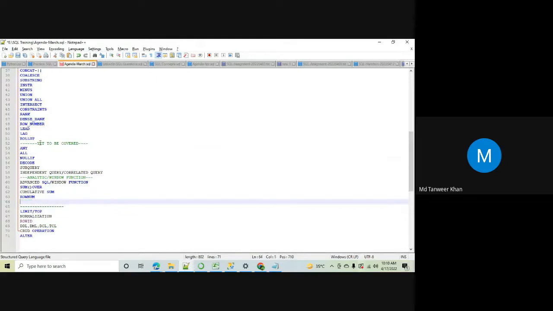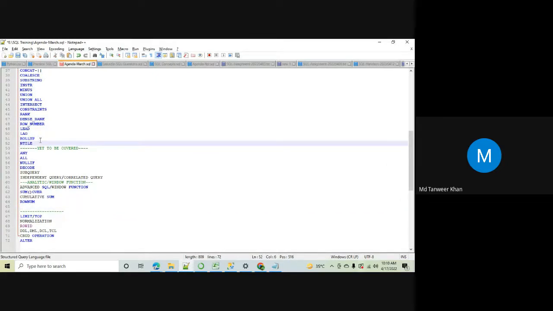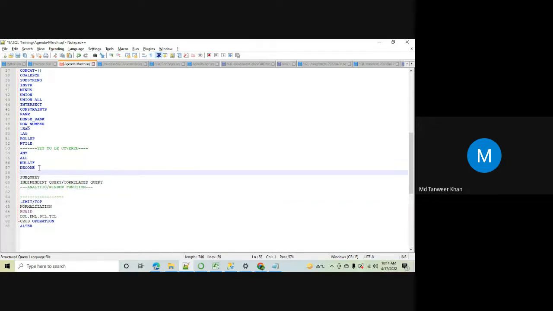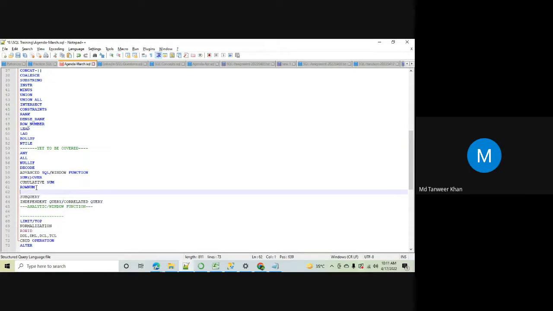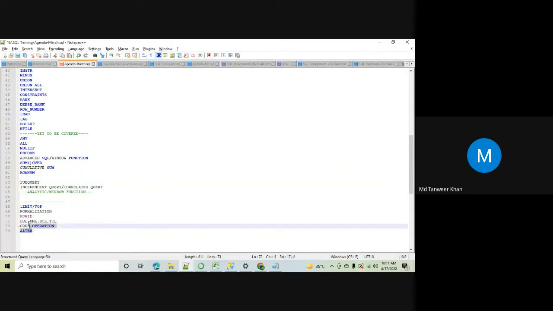Based on this, many questions will be there, and I will give you many assignments today. Please work on the assignments. These are all simple. Till here it is simple. This is also simple. This is almost done. Next class I'll finish this part, and then I will teach you correlated query. This is also a very powerful concept. It doesn't take much time.